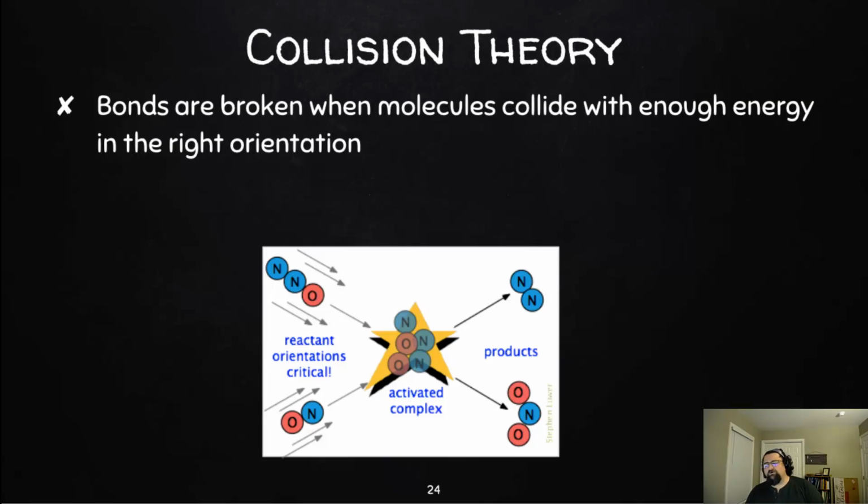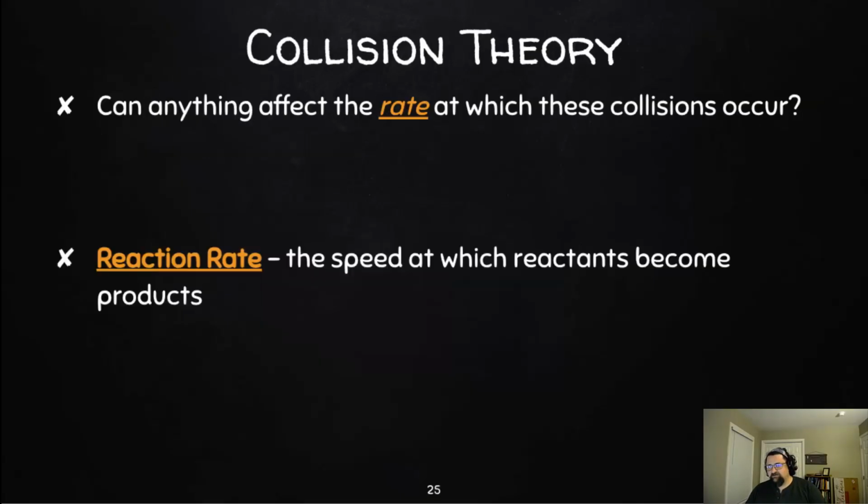And so then we start getting to, well, what could influence how these things interact? That's what we're going to ask now. Can anything affect the rate at which these collisions occur? When we talk about reactions, we talk about reaction rates. When we have a reaction, what is the rate of reaction? The speed at which that reaction occurs, or that the reactants become the products. How fast does it happen? That's the rate. And so we want to know, well, what could affect the rate?